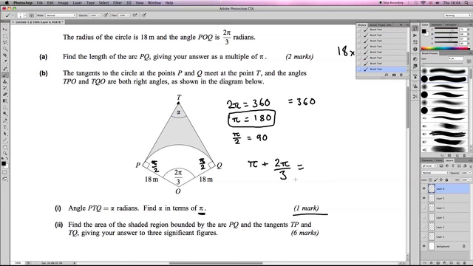I'm actually going crazy here. I can't do that in my head. 3 over 3, there we are. So that's me 5 over 3 pi.